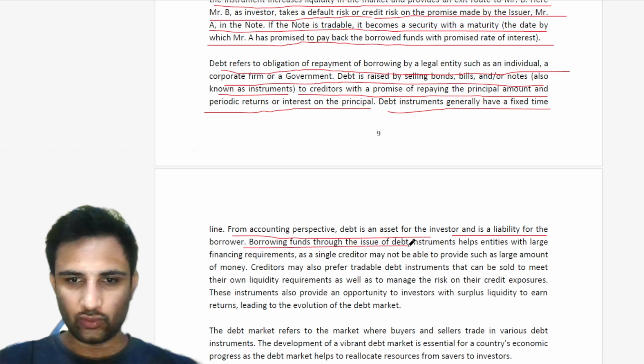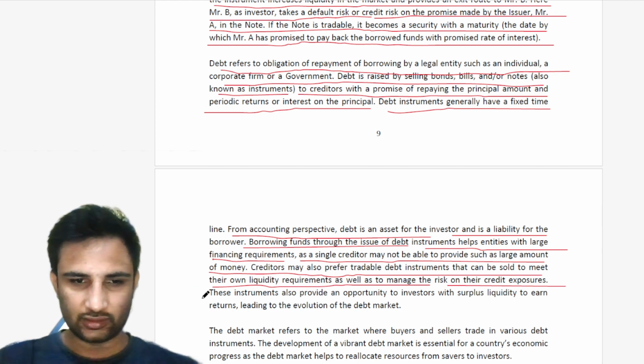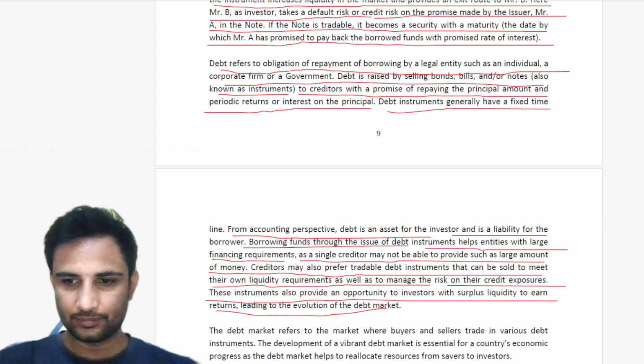Borrowing funds through the issue of debt instruments helps entities with a large financing requirements, as a single creditor may not be able to provide such a large amount of money. Creditors may also prefer tradable debt instruments that can be sold to meet their own liquidity requirements as well as to manage the risk on their credit exposures. These instruments also provide an opportunity to investors with surplus liquidity to earn returns, leading to the evolution of the debt markets.